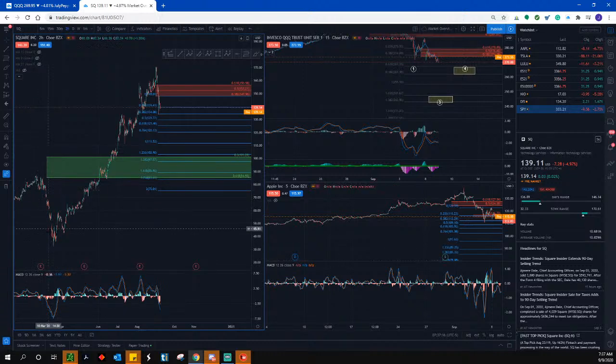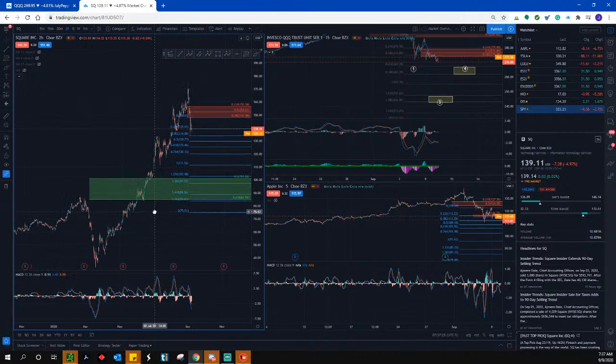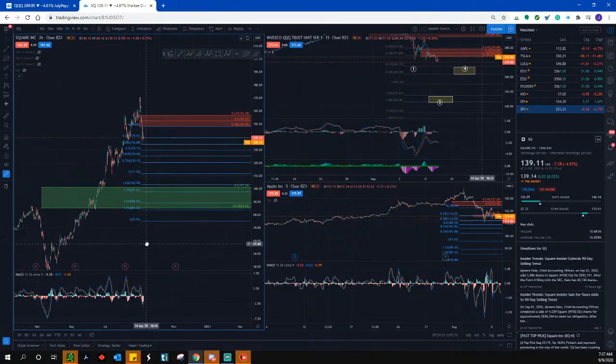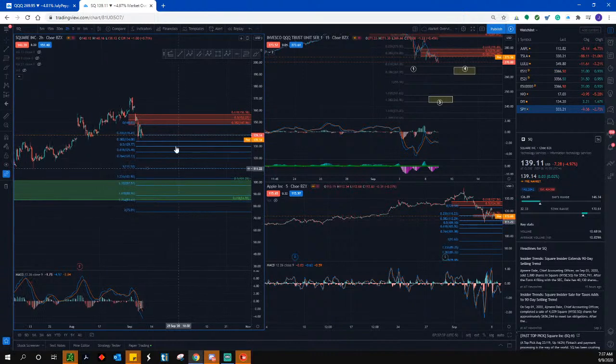Okay, what's resistance then becomes support. You'll notice this was resistance, and as we got over here, it became support. It's pretty neat how these fib tools can help you identify support and resistance levels. But at any rate, this is what I'm tracking. This is what I see.